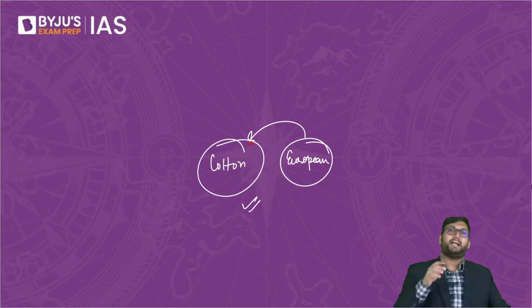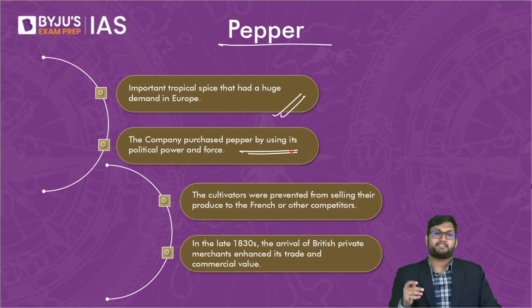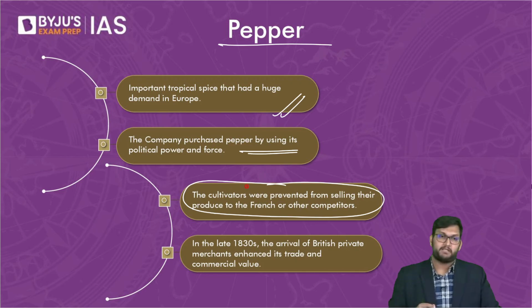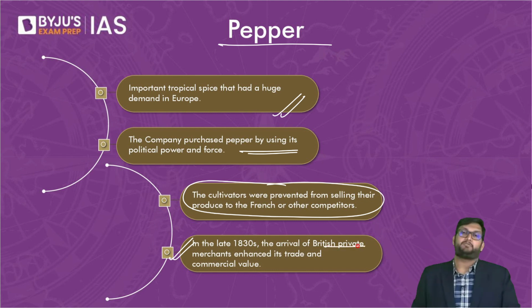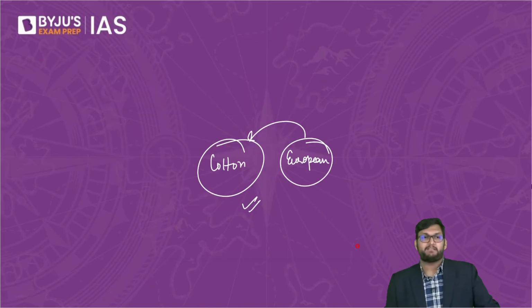Now the other smaller crops were, for example, pepper. Pepper had huge demand in Europe itself. The Company purchased it by hook or by crook using their political power. Cultivators were prevented from selling the pepper to the French. And by the late 1830s, British private merchants had actually arrived in this sector also. And they literally started to coerce, beat up, force, and do anything and everything to get pepper at the lowest price possible. Same is the story of sugar.